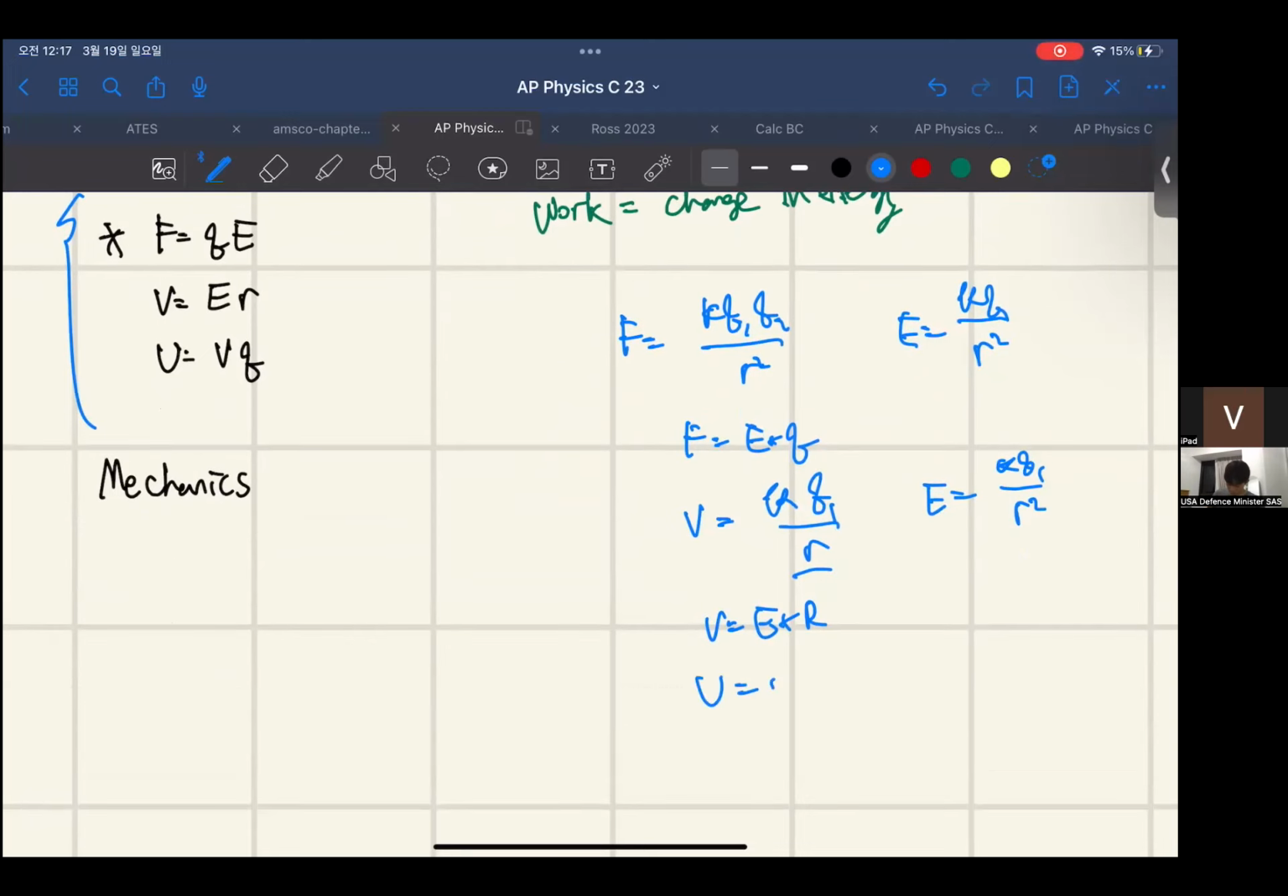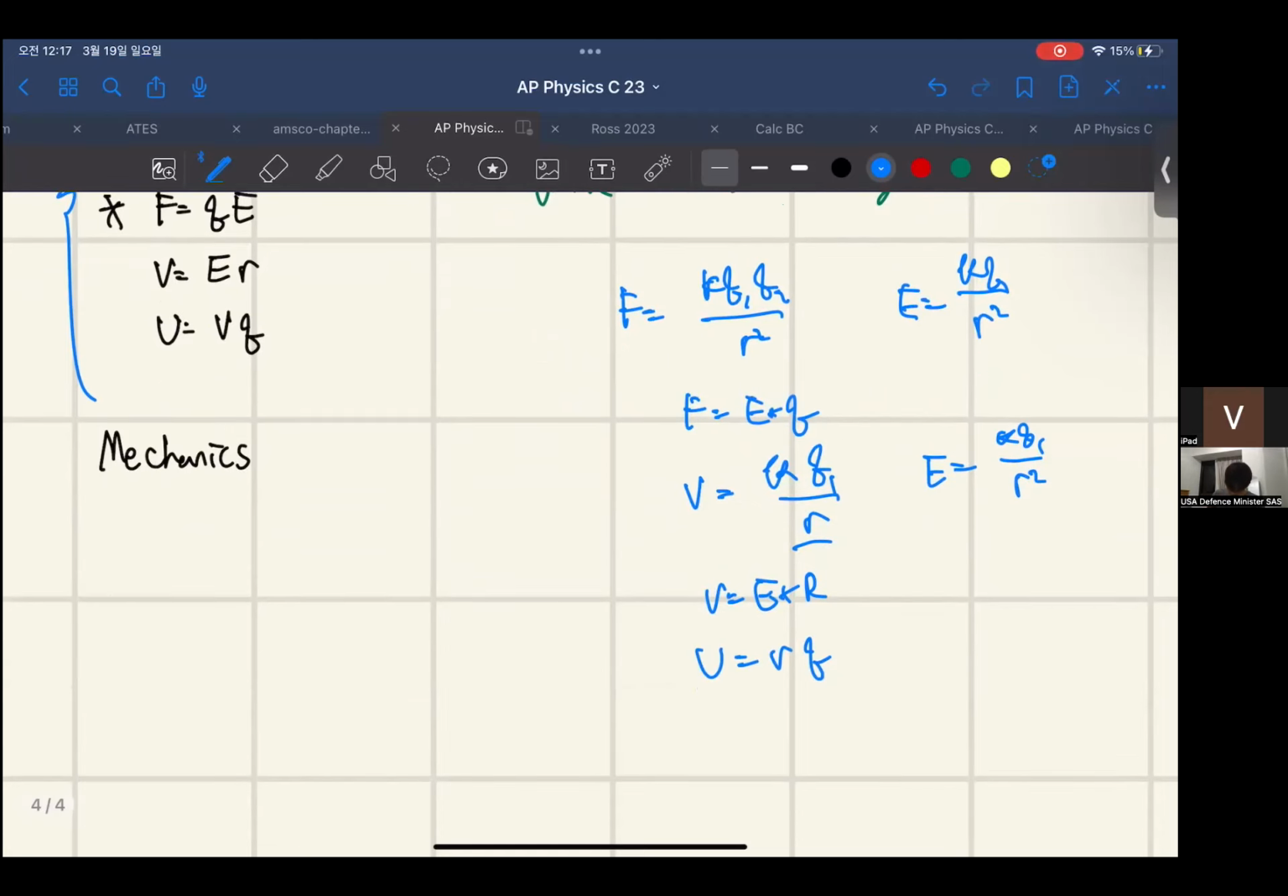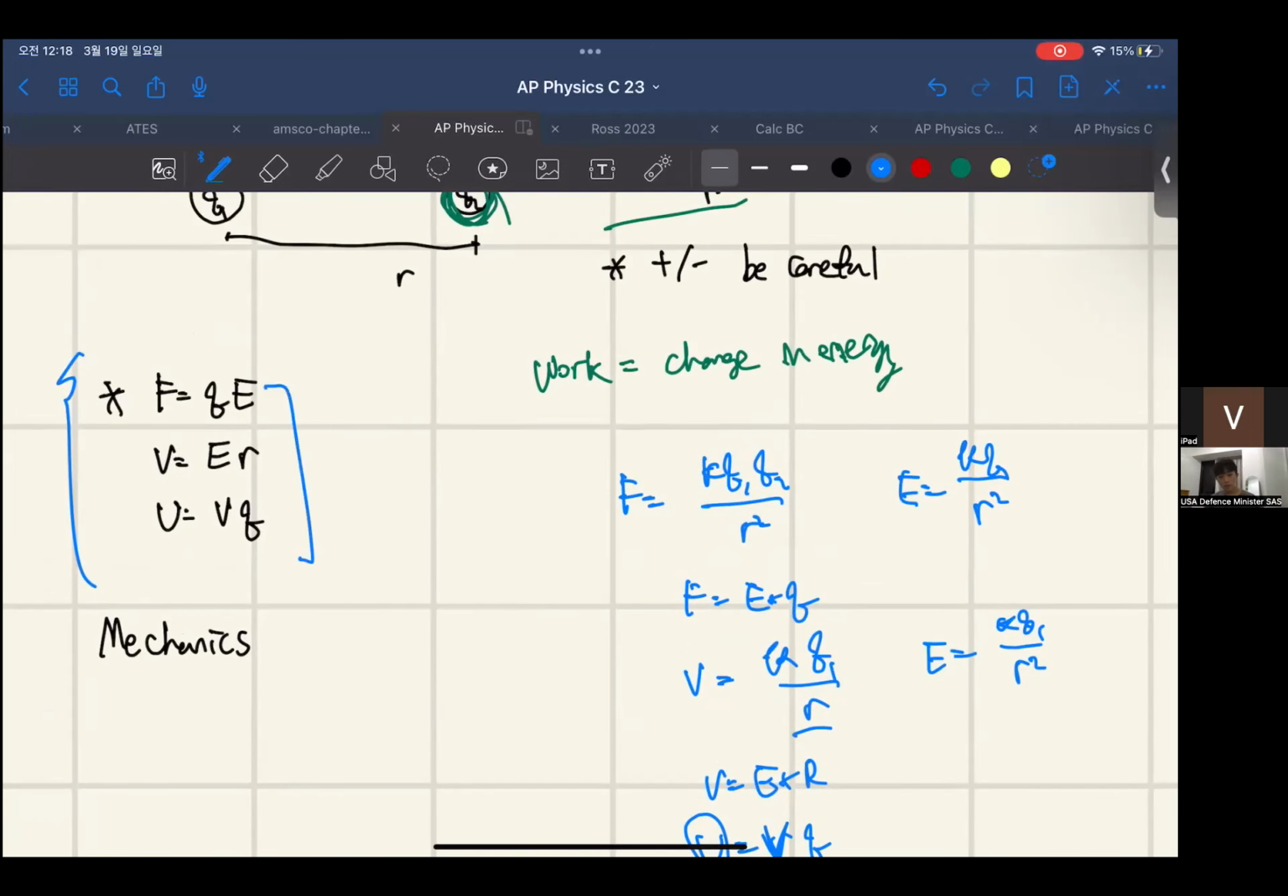And finally, U equals VQ. This also works because the formula for U is kq1 q2 over r, and the formula for V is kq1 over r. So if you multiply one more Q to V, then of course you would receive U. That is why these three formulas work, which means if the question gives you one of the four, either F, E, U, or V, then you can use that information and additional information like r or Q in order to calculate the other ones as well.